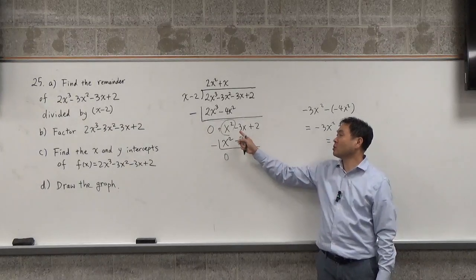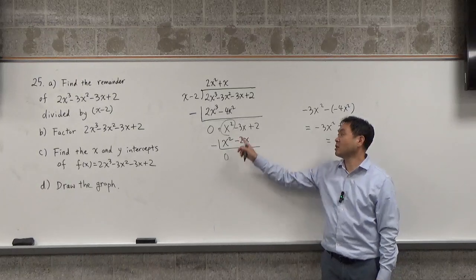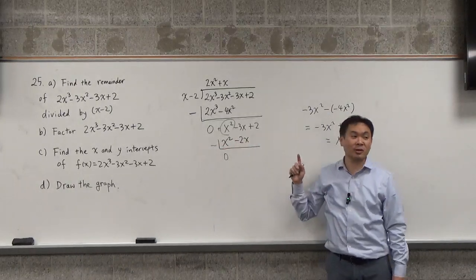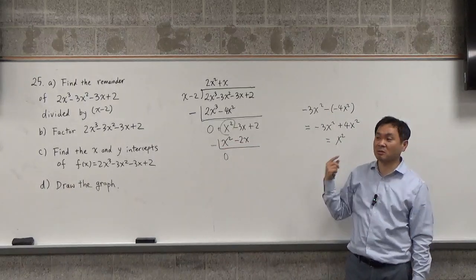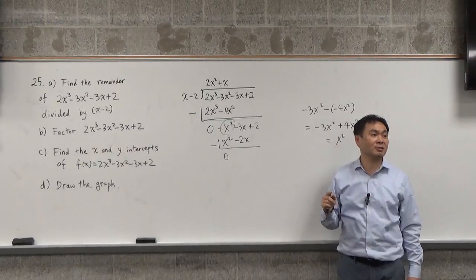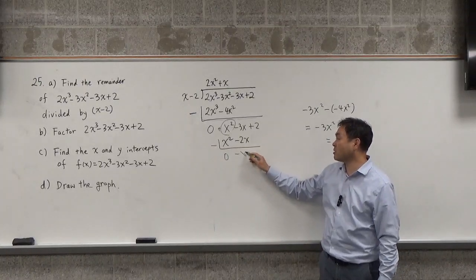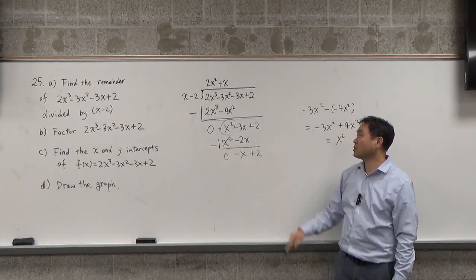Let's think about this. What's negative 3 minus negative 2? That's negative 3 plus 2. Isn't that right? If you subtract a negative number, that's the same as plus. So you have negative 3 plus 2. That is negative 1, not positive 1. So you have negative x plus 2.